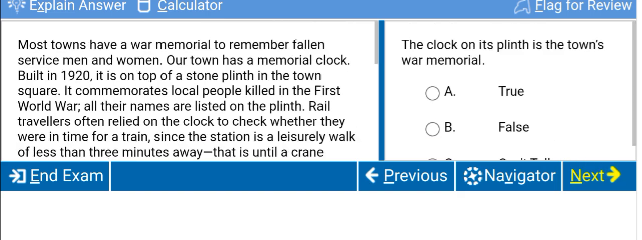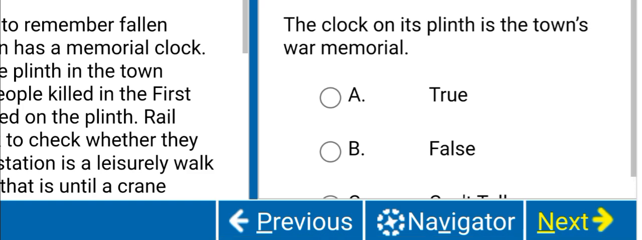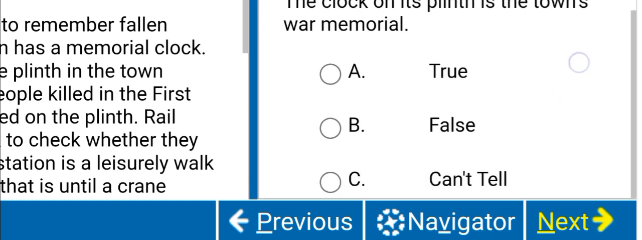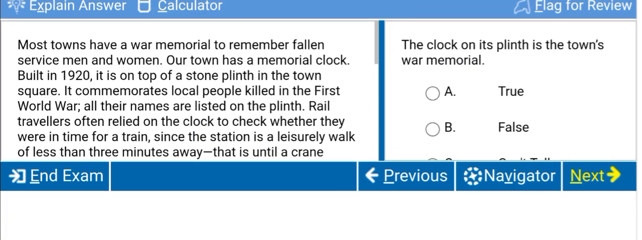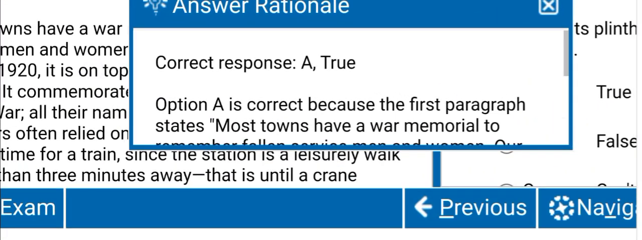Okay, now the next question we have: the clock on its plinth is the town's war memorial. Option A, true. Option B, false. And option C, can't tell. Okay, so let's see which one is the correct option. So here we have correct response is A, which is true.